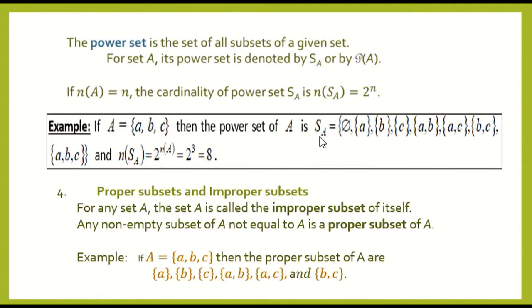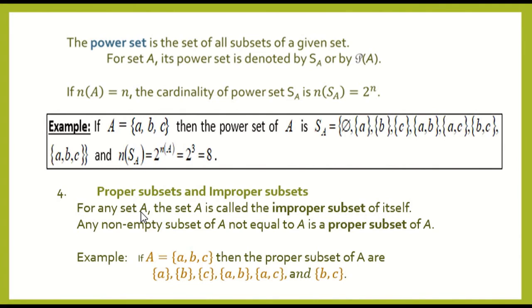Ang elements sa atong power set kay ang mga subset sa ato ang set A. So, we have 8 elements under the power set of A. Okay, next we have the proper subsets and improper subsets.